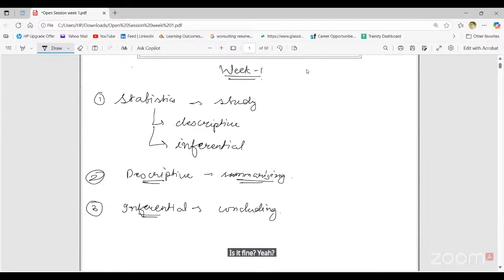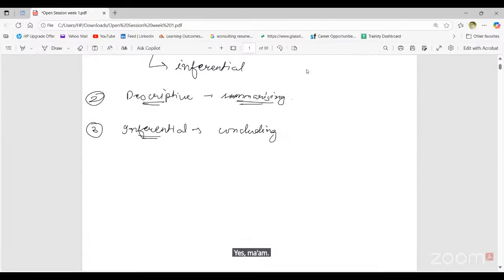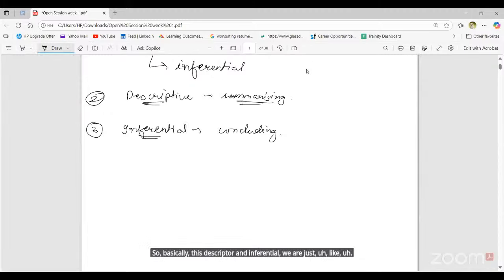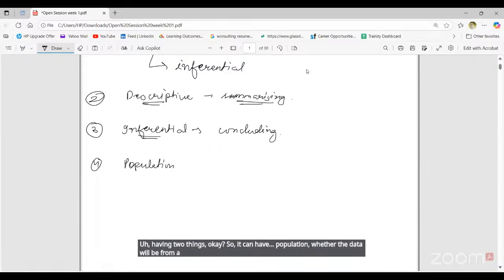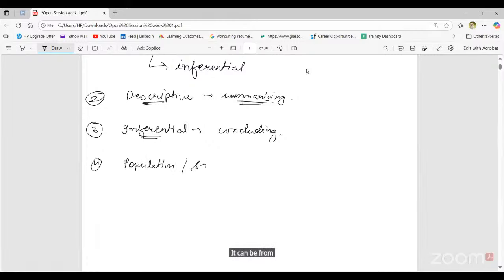Okay. Now we have statistics with descriptive and inferential, where we are concluding from the data. This data basically has two possibilities: the data can be from a population, or it can be from a sample, correct? Correct.